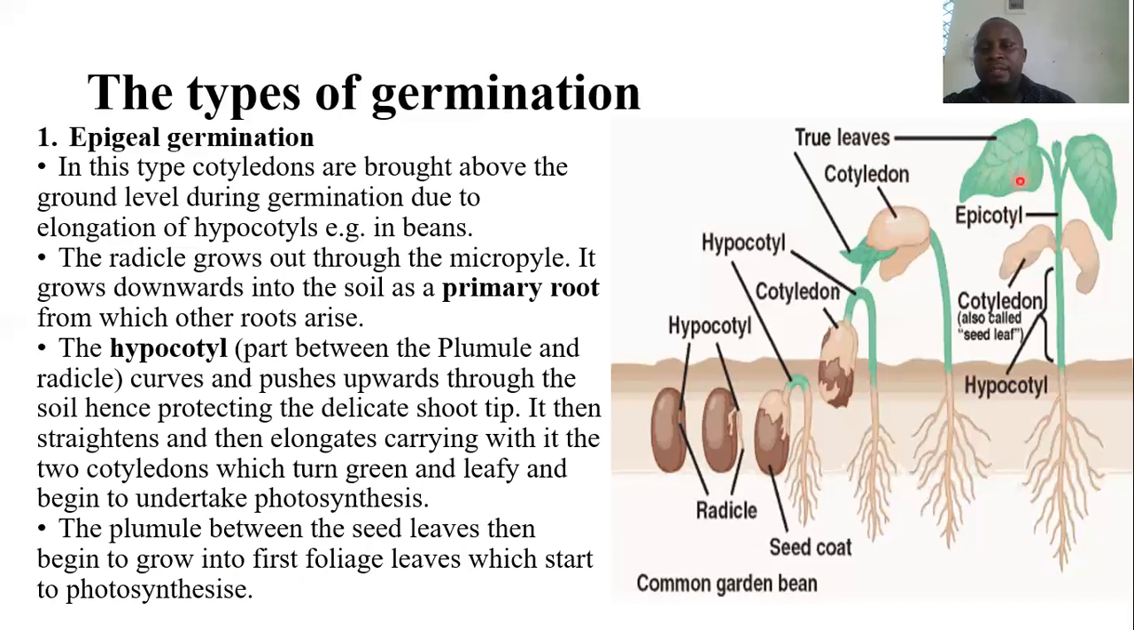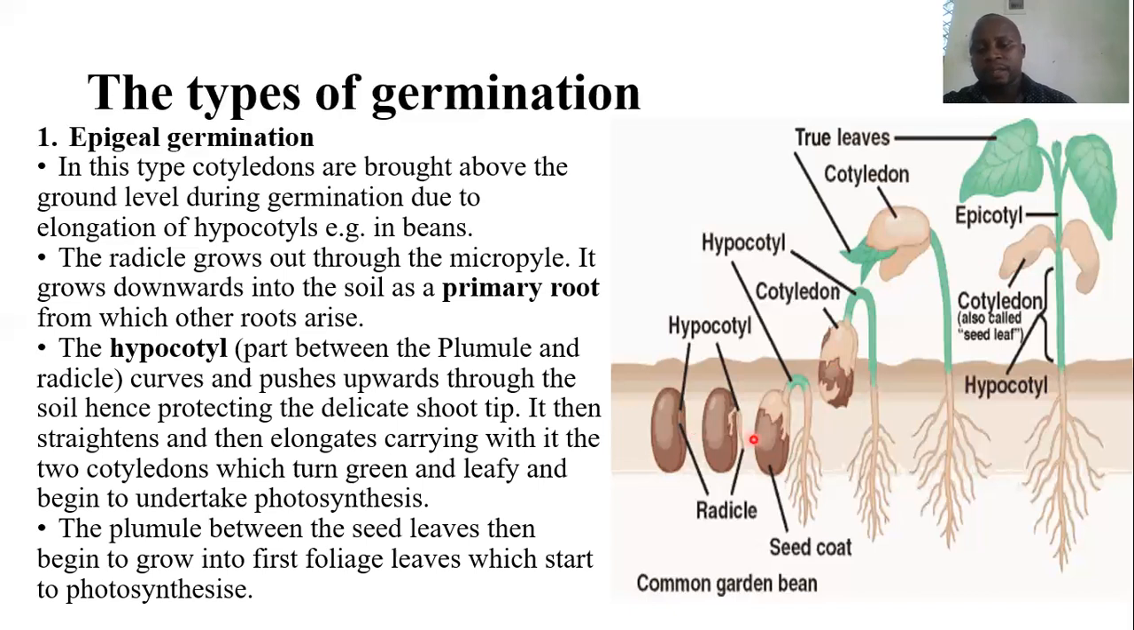As these leaves start to produce food by photosynthesis, these cotyledons will then shrink, dry up, and they may be shed. And that is the process of epigynous germination. So we have said that in epigynous germination, the cotyledons are brought above the ground surface. Is it clear? What brings about this process?